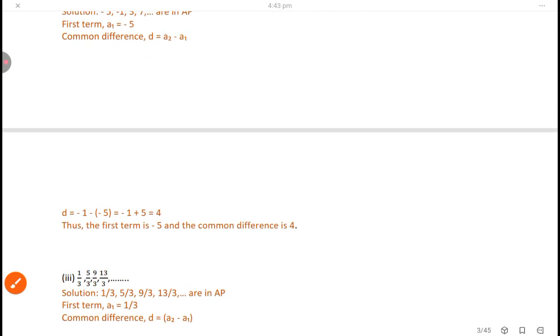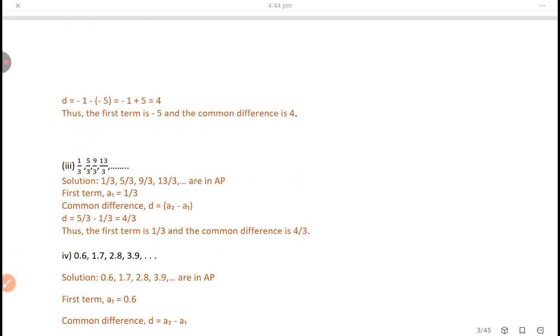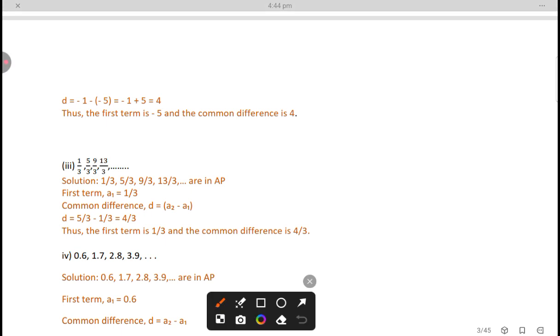That is 4. Third question: 1/3, 5/3, 9/3, 13/3. They are in AP. The first term is 1/3. The difference is 5/3 minus 1/3, which equals 4/3.